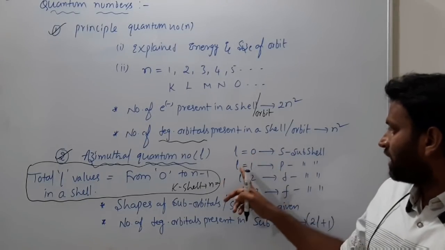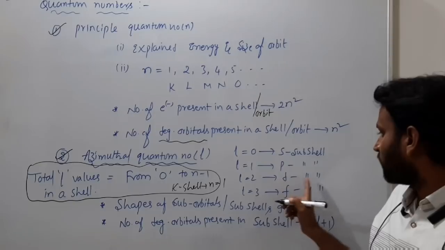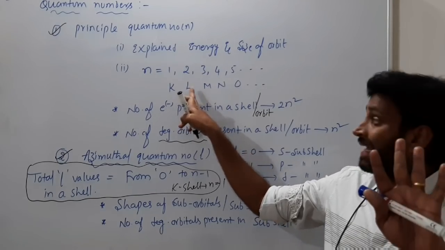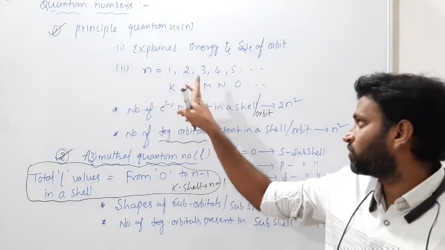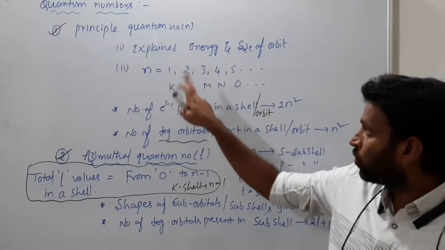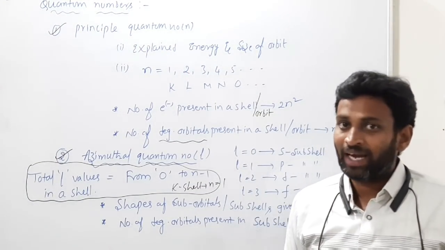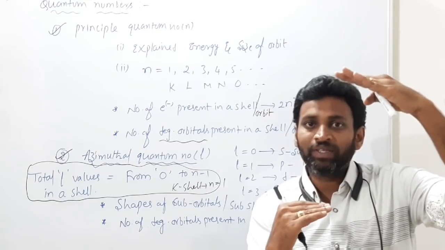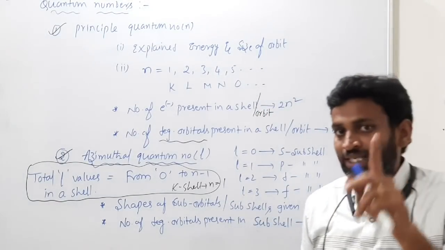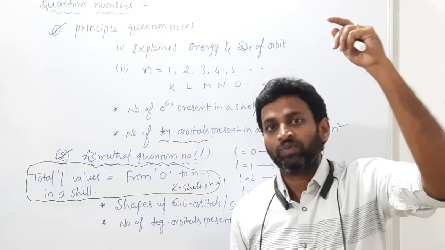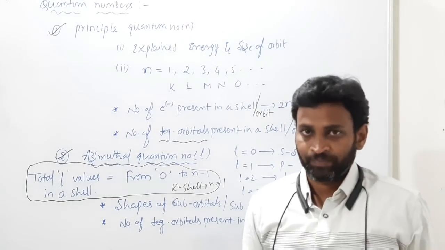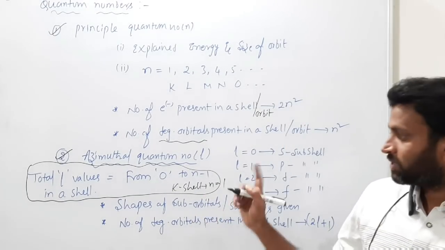And l is 0 for s subshell, l is 1 for p subshell, l is 2 for d subshell, l is 3 for f subshell. How many l values does the L shell have? It starts from 0 to 2 minus 1, that is 0 comma 1. It starts from 0 and ends with n minus 1, one value less than the shell number. If the shell number is 4, l values are 0, 1, 2, 3. Got it?